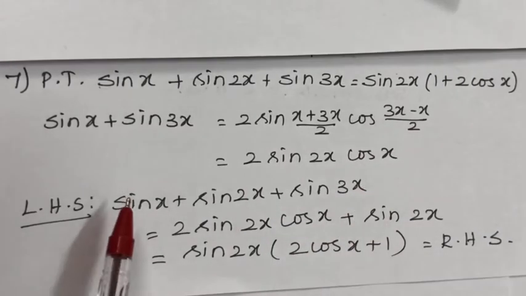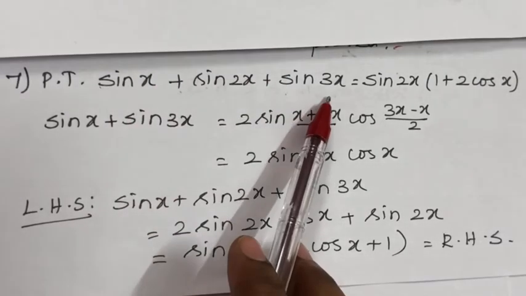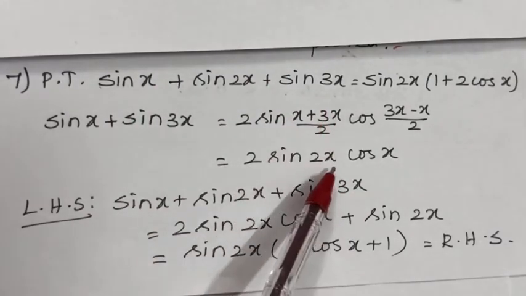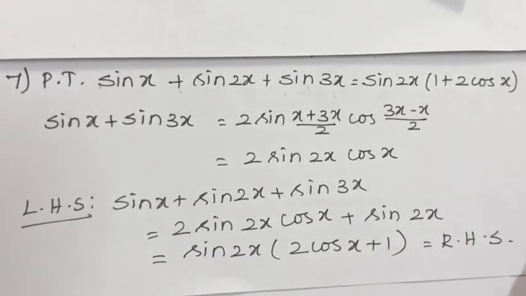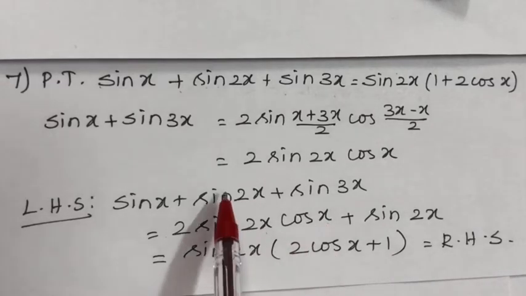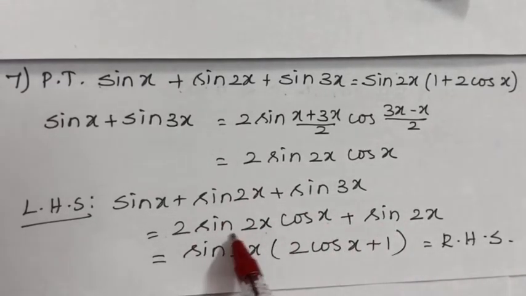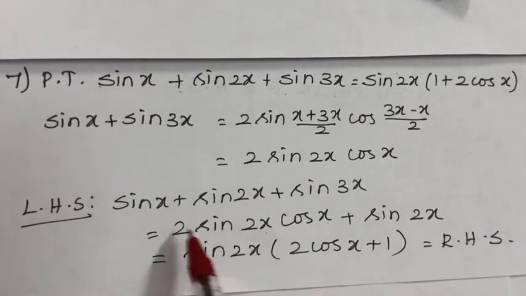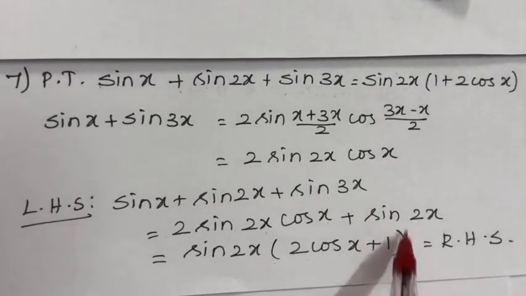So in the left hand side, instead of sin x plus sin 3x, I have substituted 2 sin 2x cos x. Okay, 2 sin 2x cos x plus sin 2x. Now in both the terms we have sin 2x. So we can take sin 2x as common. Within brackets we have 2 cos x plus 1, and that is our right hand side.